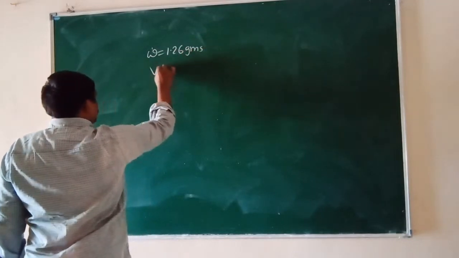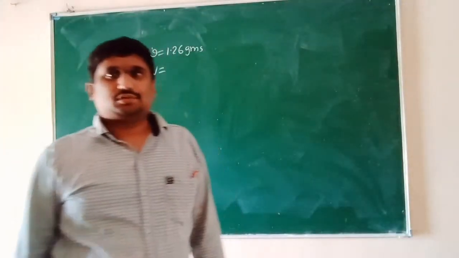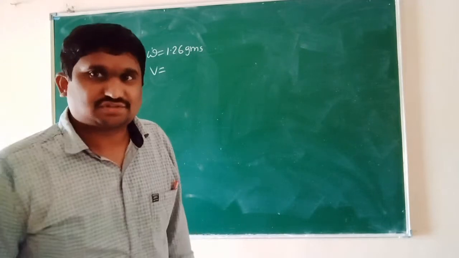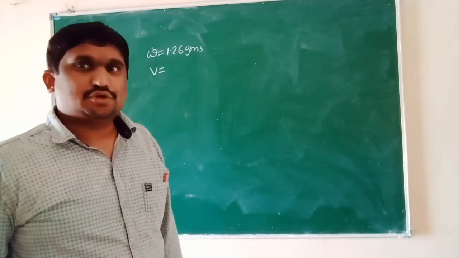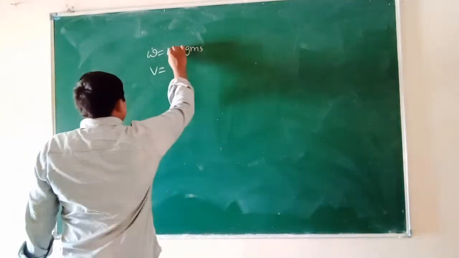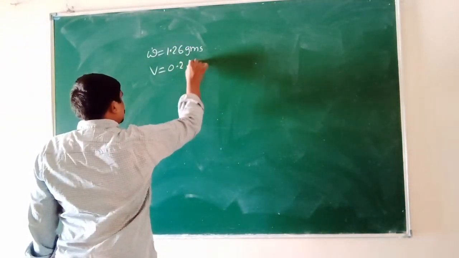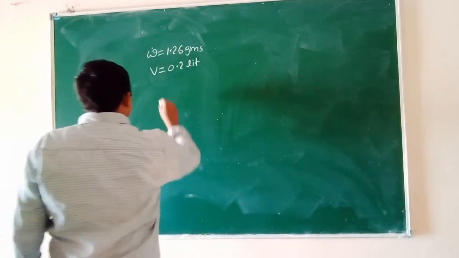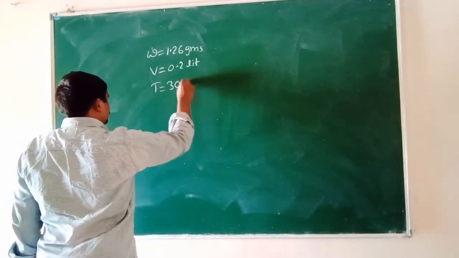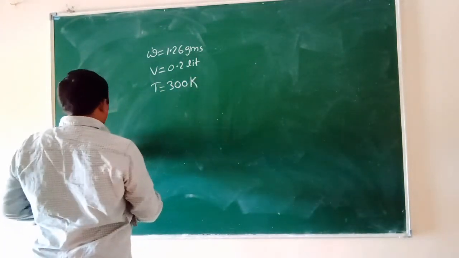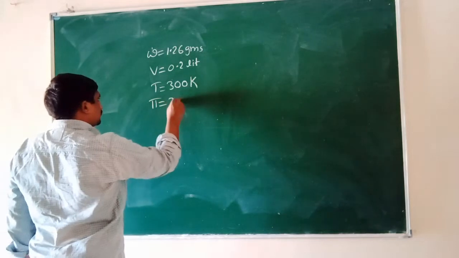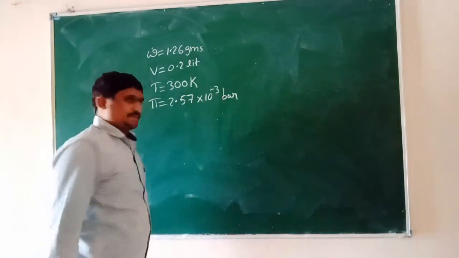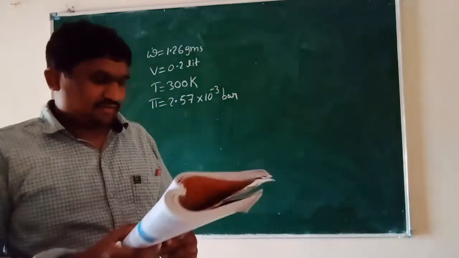I already told you in the previous class also, when you are doing osmotic pressure related problems, the volume of solution must be taken in liters. So 200 ml means 0.2 liters. Temperature given is 300 kelvins. Osmotic pressure pi is equal to 2.57 into 10 power minus 3 bar.